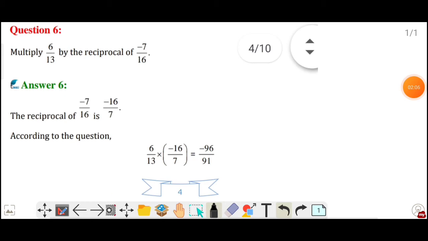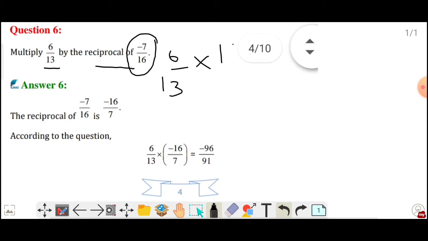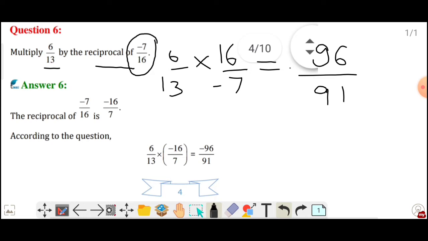Question number 6. Multiply 6 upon 13 by the reciprocal of minus 7 upon 16. We need to multiply 6 by 13 with the reciprocal of minus 7 upon 16. This number's reciprocal we need to take. It means 16 will come to the numerator part, minus 7 will come to the denominator part. We are just multiplying numerator with numerator. 16 sixes are 96, divided by 13 sevens are 91. And here minus is there, so I will write minus here. This is your answer.